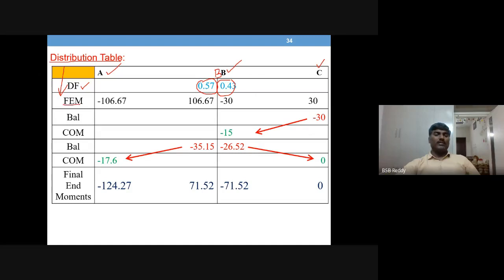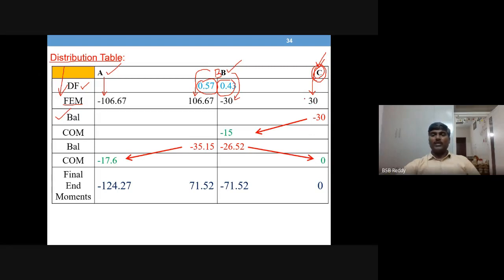Okay. Now write fixed end moments. What are they? MF AB is this value. MF BA this value. MF BC this value, MF CB this value. Okay, so all these are fixed end moments. Okay, so -106.67, +106.67, -30, +30. Now what to do with the change in procedure? We do not take the joint first, we take the hinge first. So take the hinge first.